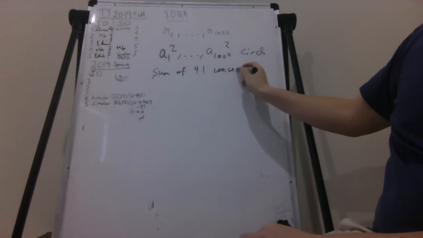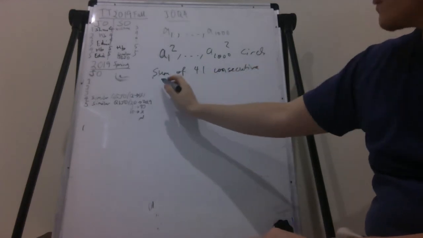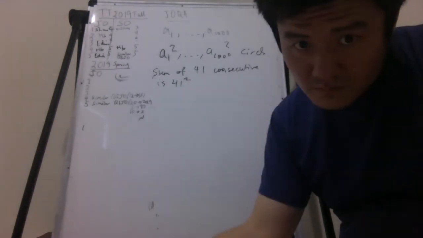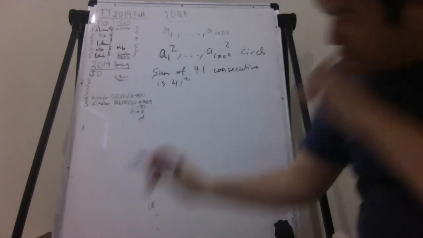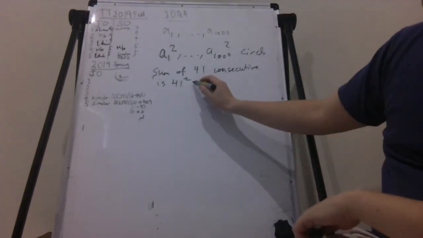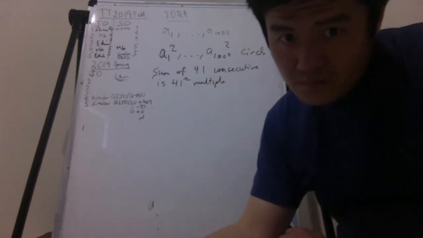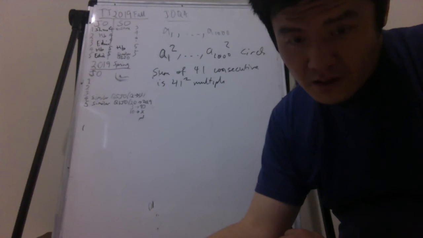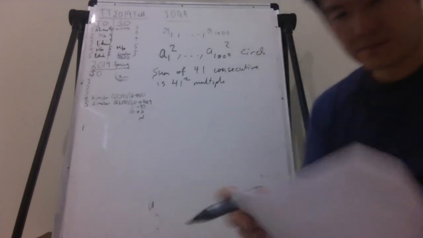I feel like I remember something like this from an A level. Sum of 41 consecutive is 41 squared. Is that right? It's a multiple of 41 squared. Is it necessarily true that every integer is a multiple of 41?